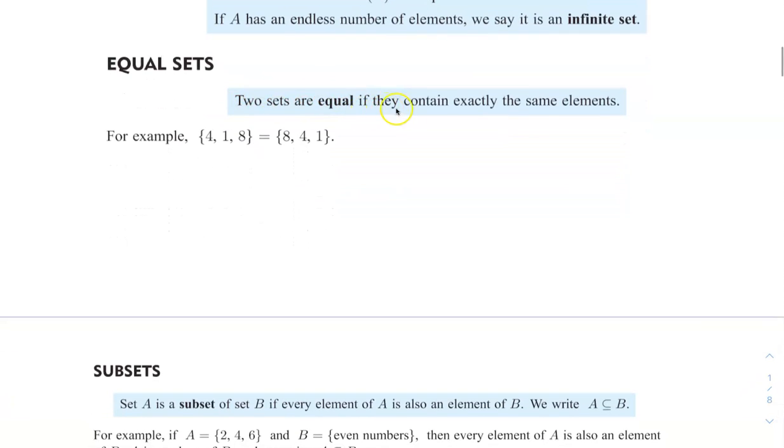Two sets are equal if they contain the exact same elements. So if you want two sets to be equal, they have the exact same things inside of them. To give you an example here, 4, 1, 8 and 8, 4, 1. Those two things are equal. And we would typically write them in numerical order, or alphabetical order if it's objects. So typically we write the set as 1, 4, 8.